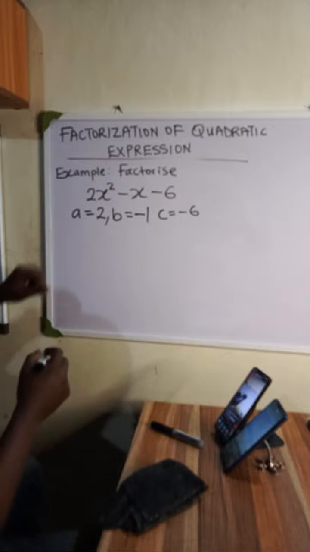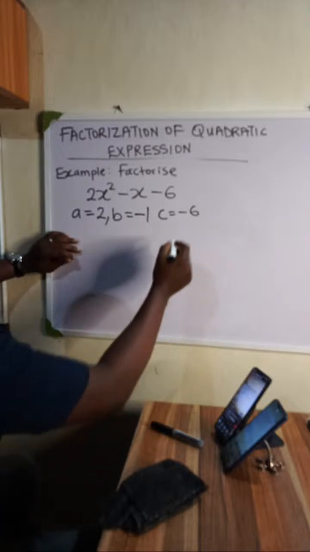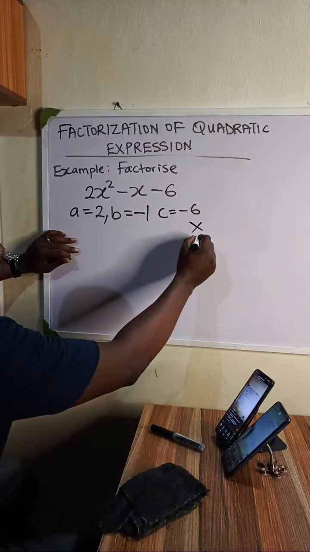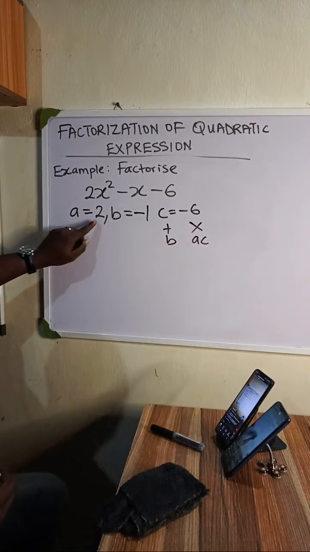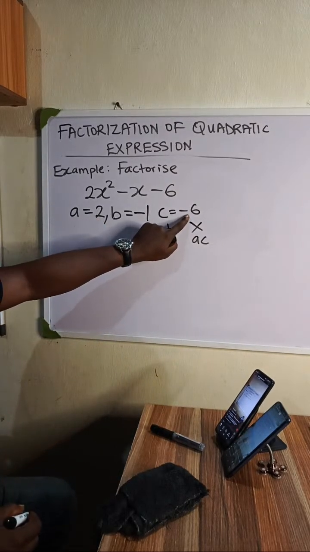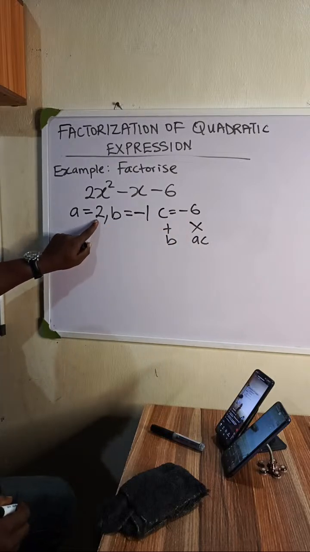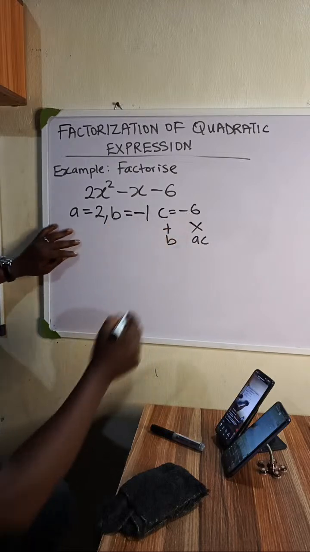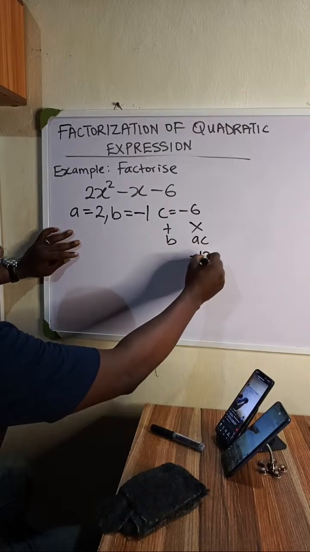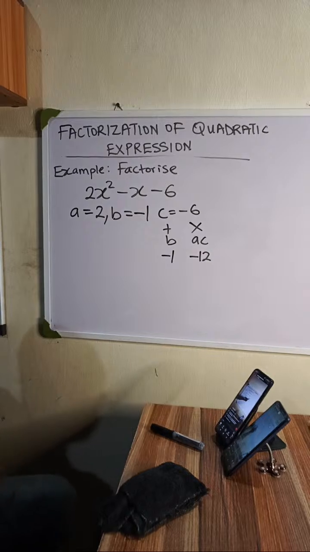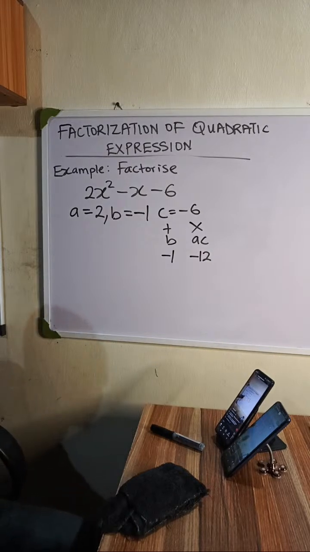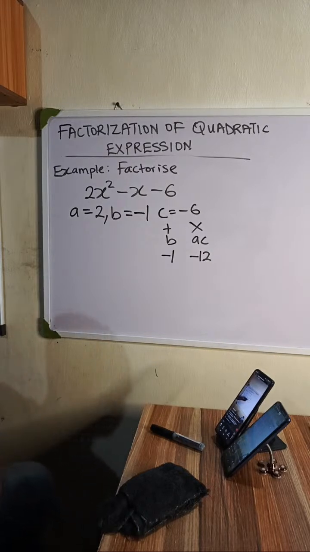Okay, so now we are looking for two numbers that will multiply to give you AC and add to give you B. AC is 2 times minus 6, which is minus 12. And B is minus 1.